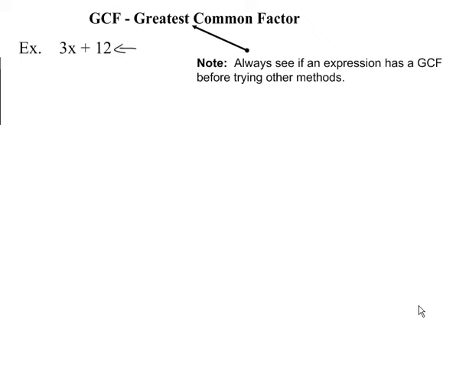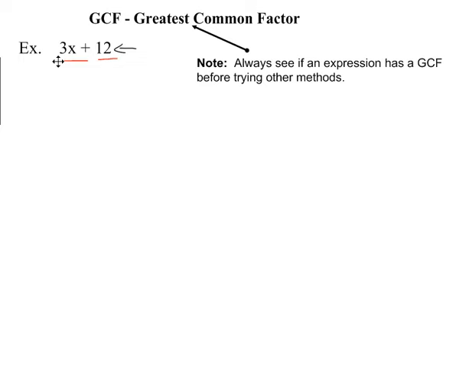When factoring an expression, the first thing you want to look for is a GCF, or greatest common factor. So what you do is you look at all the terms of your expression and see if there are any common factors. It could be a number, a variable, or both. In this case, the common factor between the 3x and the 12 is a 3.